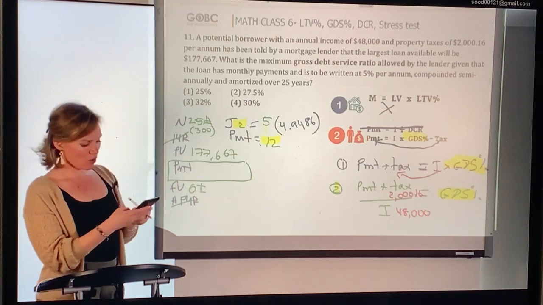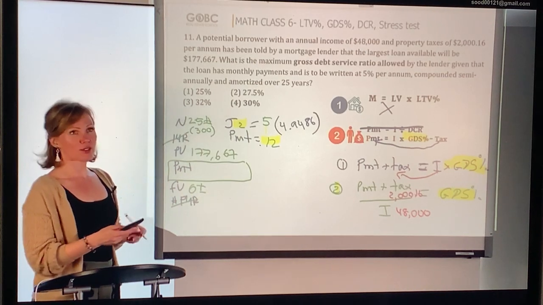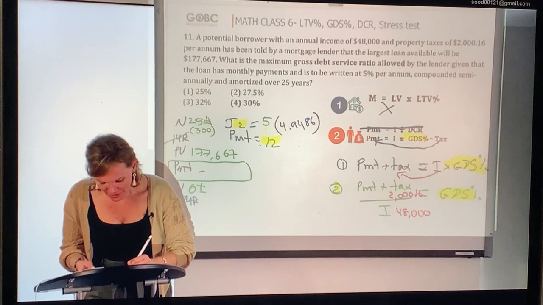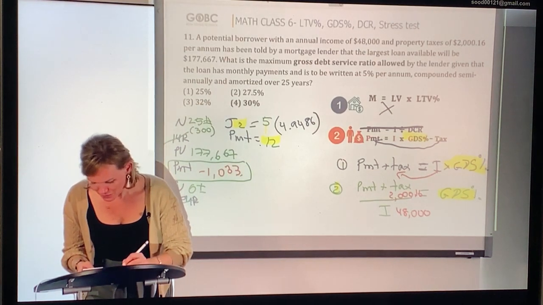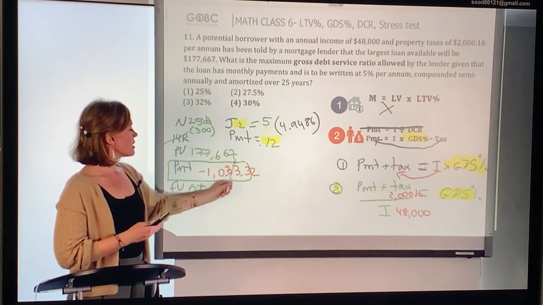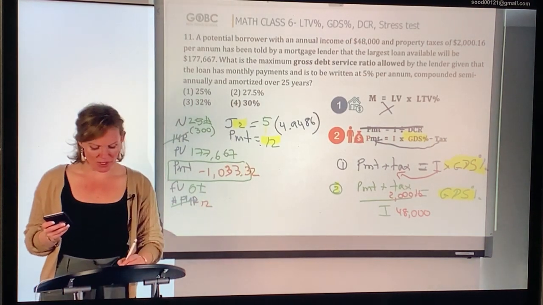PV is your loan, 177,667 PV, 0 plus minus future value. And then you press your PMT and see what happens in there. Mine came up to negative 1,033.32. Okay, so that's my payment. So 1033.32. That is a payment per month. Your PYR is 12. Everything is monthly, so that payment is per month.